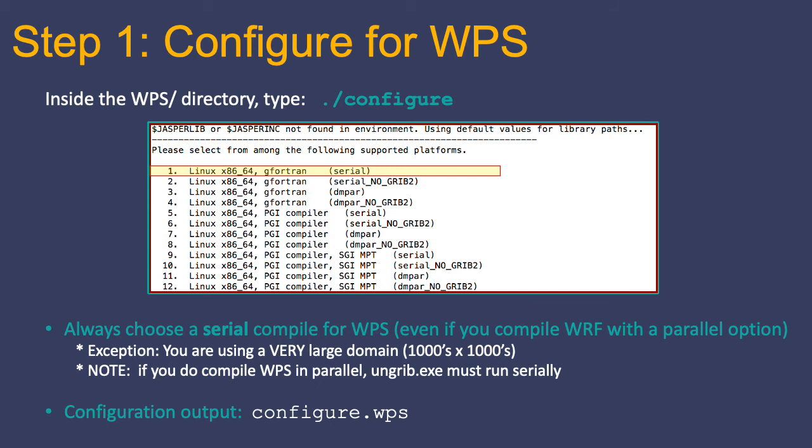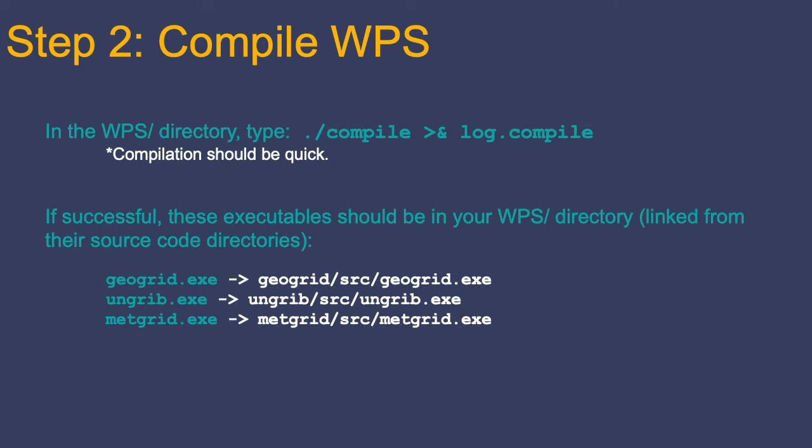The WPS programs run very fast, even for large domains. The only exception is if you are planning to use a domain with thousands by thousands of grid spaces, then you may need to compile with a parallel option. But even so, you still must always run the ungrib program serially. There is no option to run that with multiple processors. Once you configure, you'll get a configure.wps file. And then to compile, you'll just type ./compile and send it to a log file.